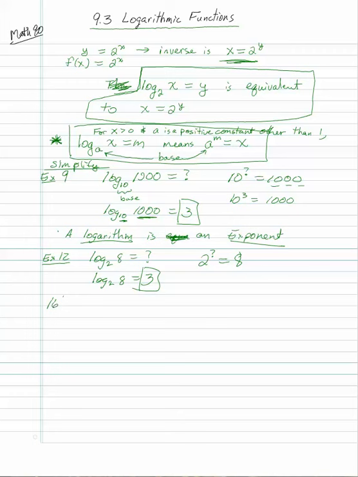Number 16, log base 5 of 1/5. So what's log of 1/5 base 5? You can say it either way. So we're saying 5 to what power equals 1/5? And remember, to get 1 over 5, it has to be negative, and so it'll be negative 1.